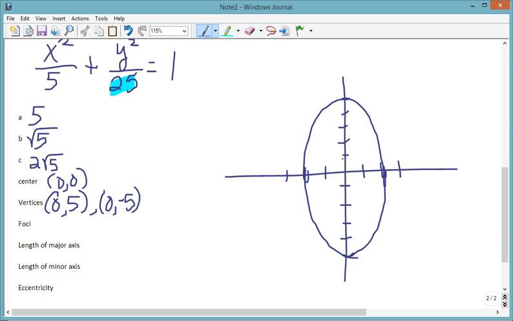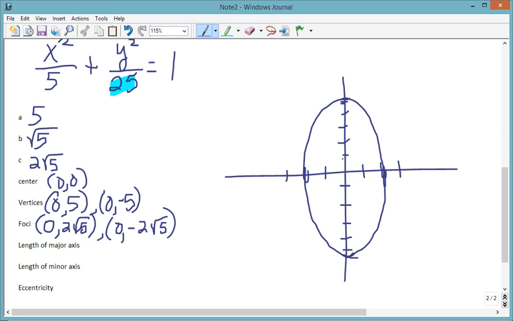And the foci are also on there, and they're going to be up 2 times square root of 5. Remember it was the square root of 20, which is between 4 and 5. So that's going to be over 0 up 2 root 5, and over 0 down 2 root 5. Those are my foci, so it'll be somewhere in here.